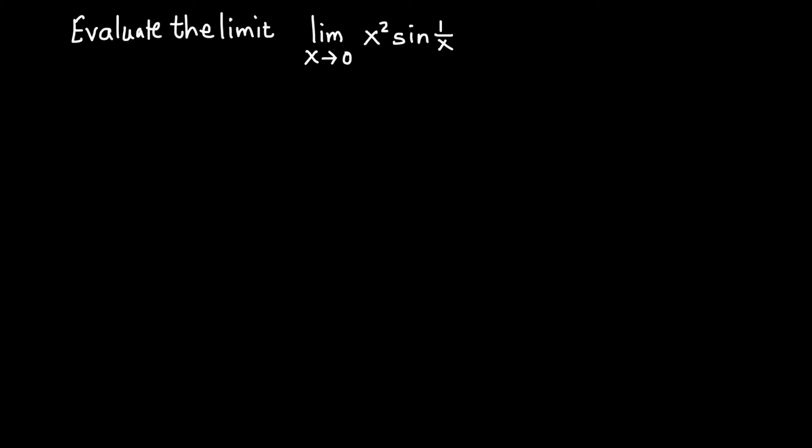Evaluate the limit of x squared times sine 1 over x as x goes to 0. Here, when x goes to 0, this 1 over x is 1 over 0, which is undefined. So we cannot find it by direct substitution. Then we don't have any means of factoring or anything else.